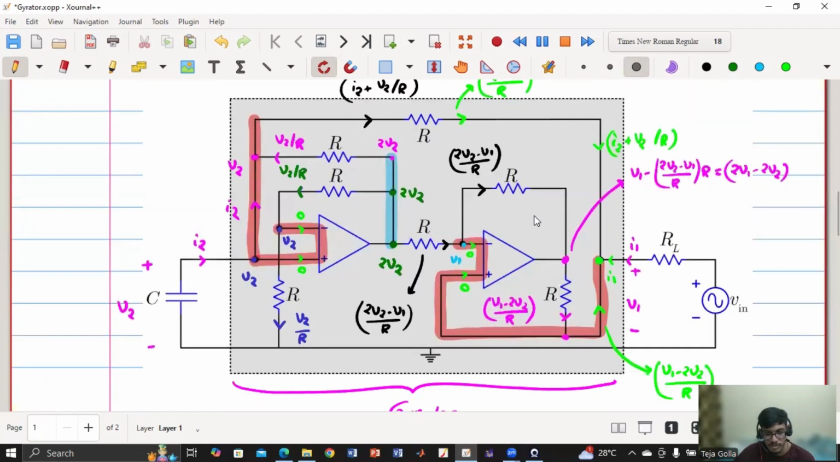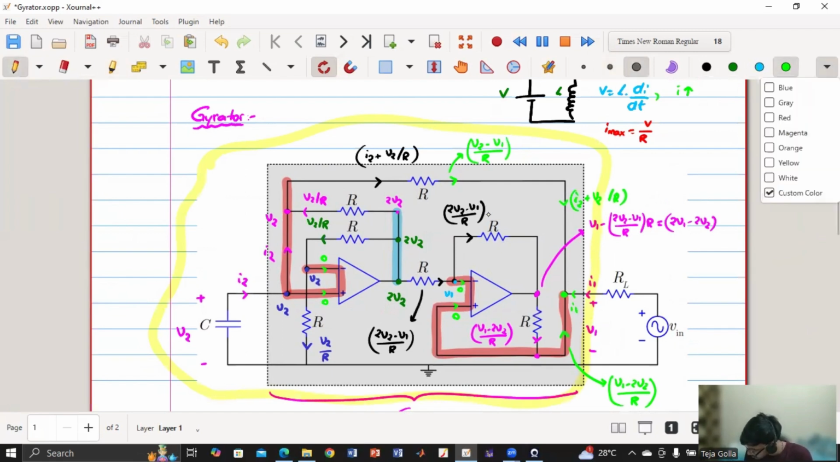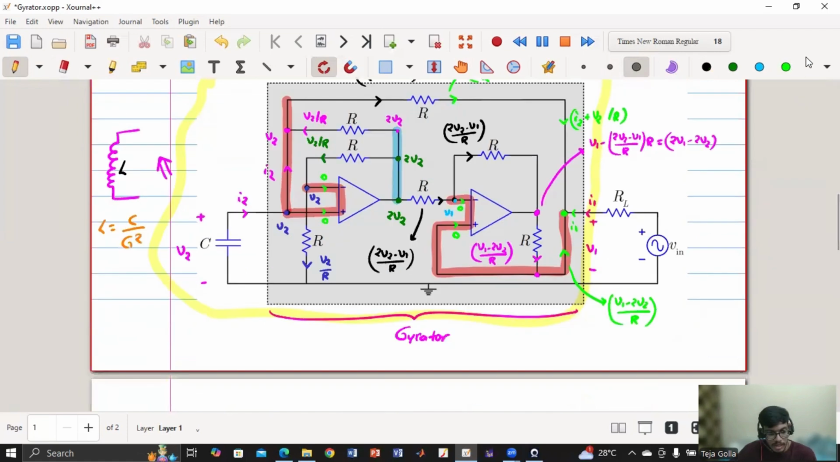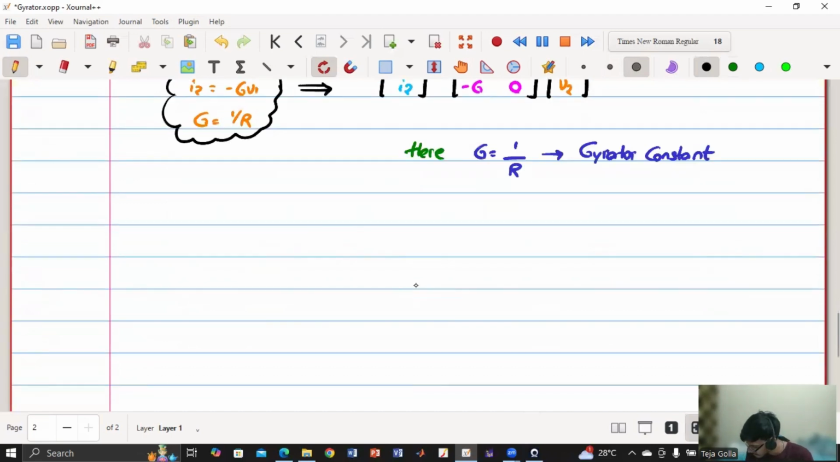So now this entire circuit is equivalent to an inductor L, where L is equal to C by G square, and G is 1 by R. So we will get L is equal to R square into C. So now the entire circuit can be simplified as V in, RL and L. So the entire circuit that we had initially, we have simplified it, and we'll get something like this.